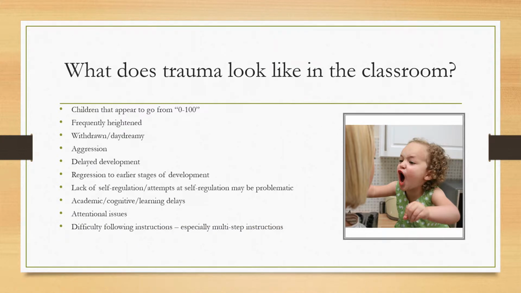They may have difficulty following instructions, especially multi-step instructions. Go to the kitchen, get this, take it there, and then do this with it. You've probably lost them already. For children who, in terms of their age, you would expect to be able to follow a multi-step instruction, if they're really struggling to do that, it's another reason to question what's going on for this child.